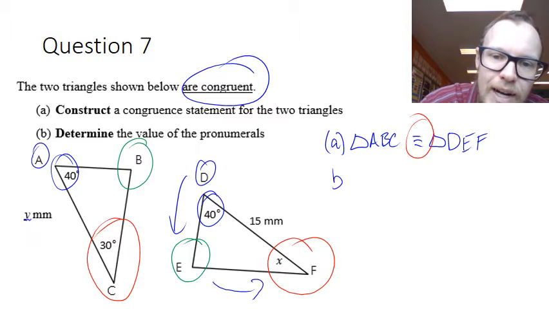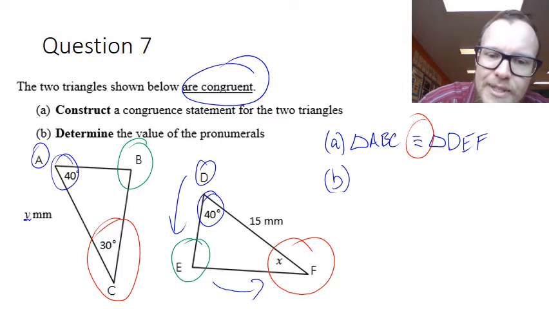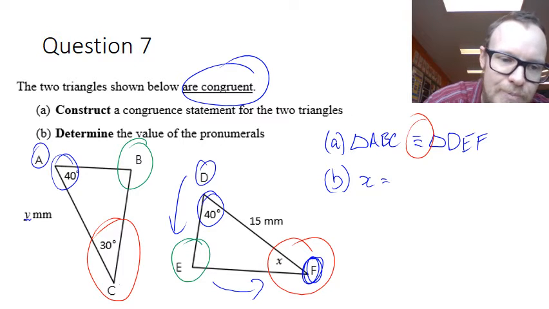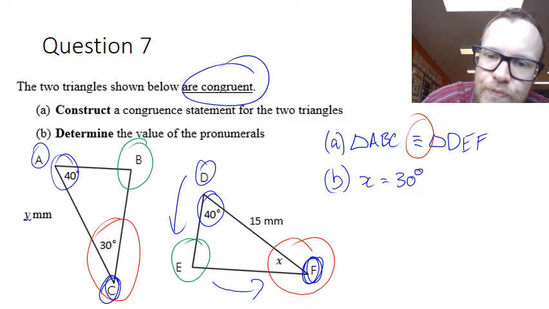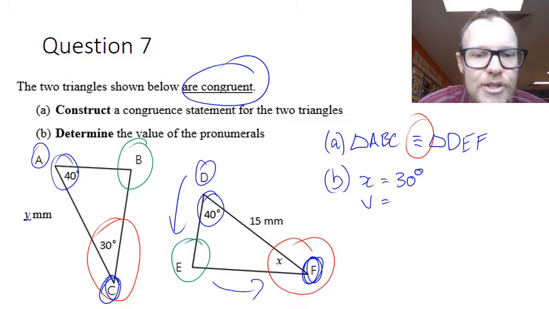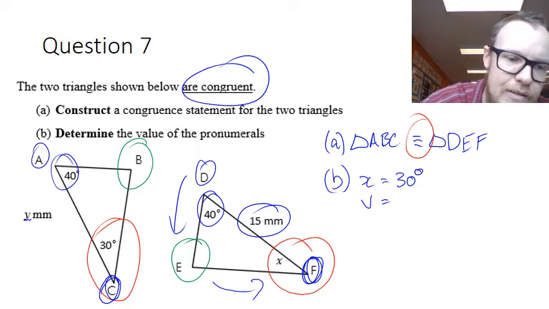For B, we're asked to determine the value of the pronumerals. So we can see here for X, X is an angle, and we can see F here matches up to C. So that means X must equal 30 degrees. And V millimetres is going to be equal to the 15 millimetres here, because that's the same side. We've got DF matches to AC.